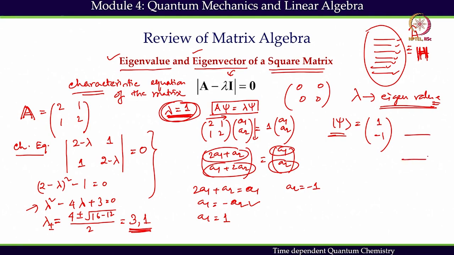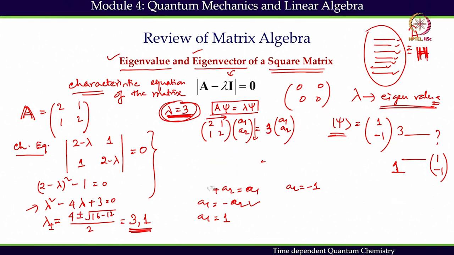So I have 2 states like this. One state I have given is lambda equals 1, another one is 3. This wave function is represented by 1, minus 1, and we will see what the representation is for the other. For that we have to take lambda equals 3, and then again we can use the matrix multiplication rule. It takes quite a while to become familiar with this matrix multiplication part, so I suggest you practice a lot. 2A1 plus A2.